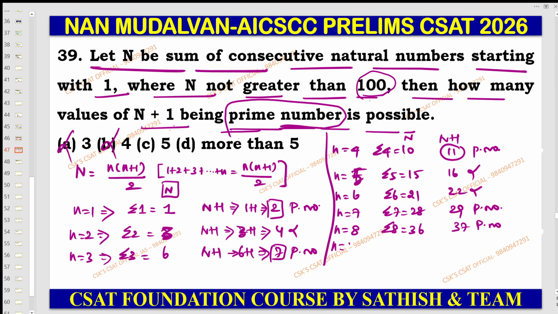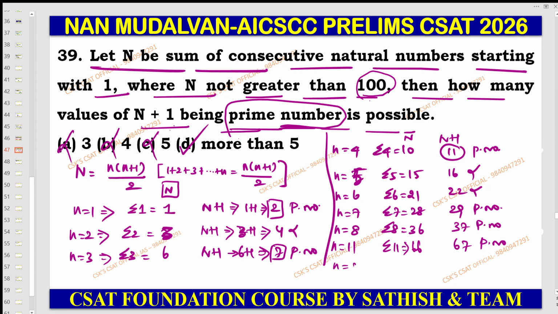I don't want n is equal to 11. Let me take it. Summation 10 is nothing but 55. Summation 11 is nothing but 66. So therefore 67, n plus 1. This is the prime number. See here, how many? 1, 4, 5, 6. Understood, 6. So therefore more than 5.